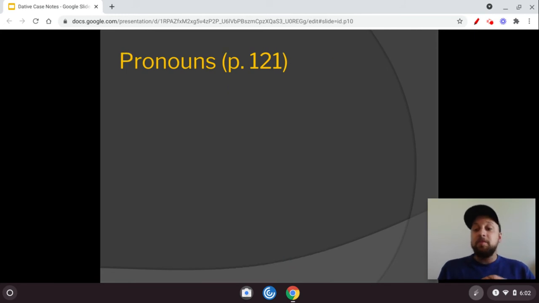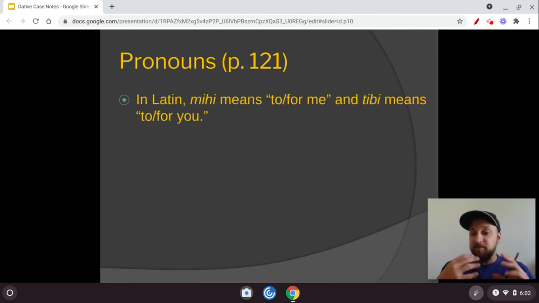Last thing, we get a couple of pronouns here. You're going to see some familiar stuff. But first, mihi means "to or for me." I will burn this into your brain because I'm going to say mihi, mihi, mihi. Mihi means "to or for me." And tibi means "to or for you." If you're having a bad day, say mihi, mihi, mihi, mihi four times fast, and it'll improve your day quite a bit. Essentially, these are the dative forms of the words for I and you.